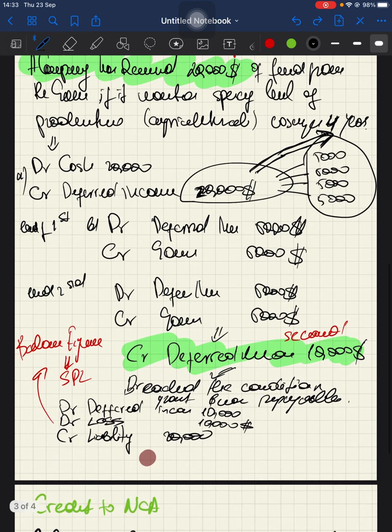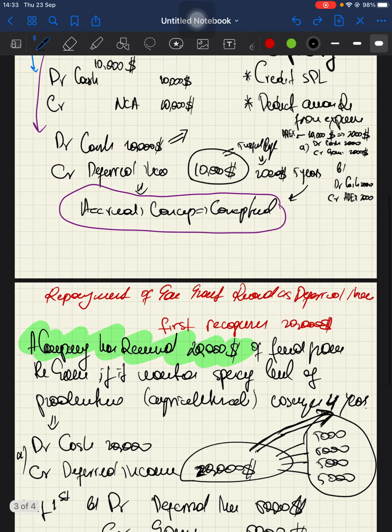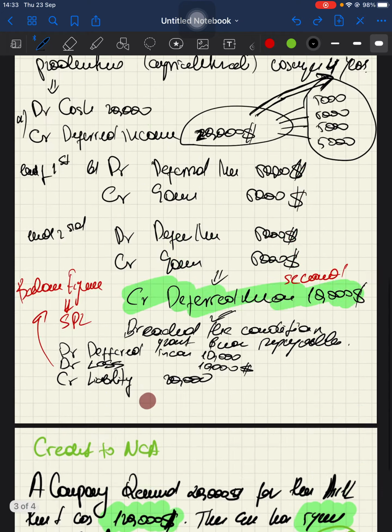So these are the two different types of treatment of government grants and their repayments. Hope that this has helped you in your study.